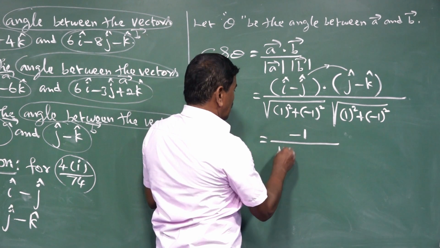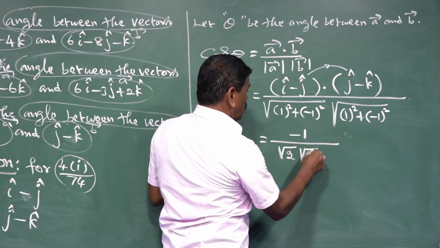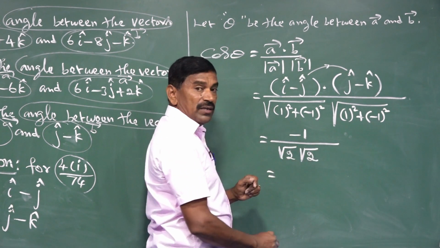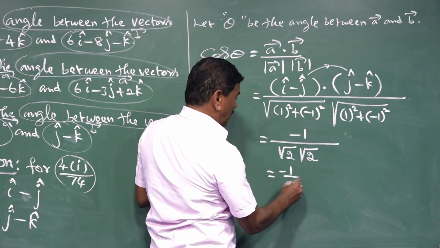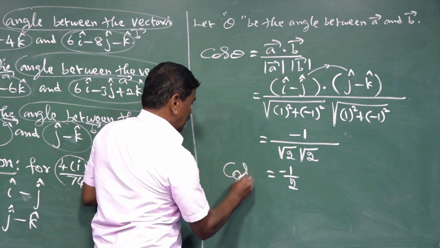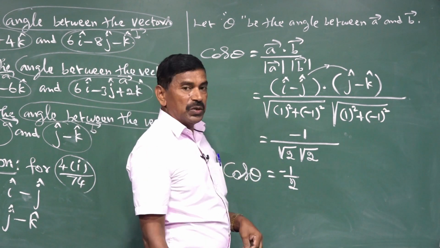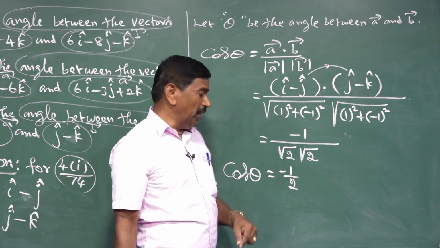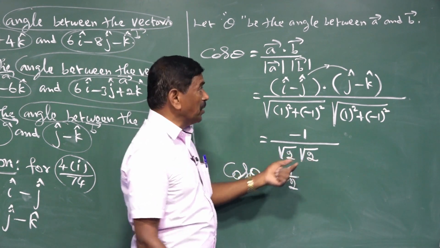That is root 2 into root 2, which is equal to? Yes, minus 1 by 2. What is minus 1 by 2? That is cos theta. So cos theta is equal to minus 1 by 2. Okay, next step. Very good. This cos goes to the right and becomes cos inverse.